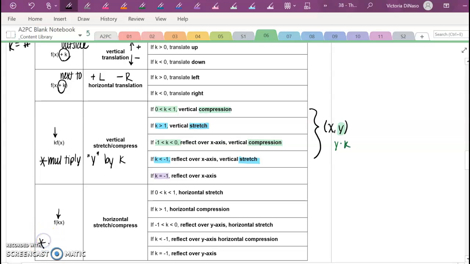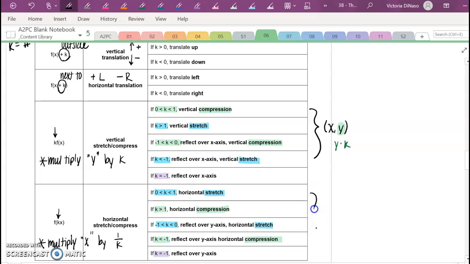So what you're going to be doing is you're going to take your original ordered pair, and you're going to multiply x by 1 over k. And then, of course, you could follow the rules over here for what it means to write down the word stretch or to write down the word compress, right? But what you have to know is just be able to multiply your x by 1 over k.